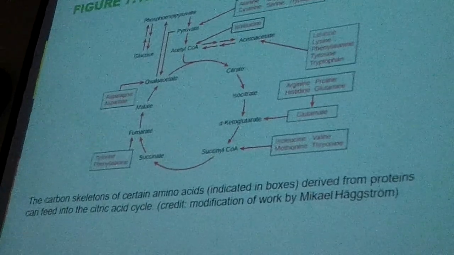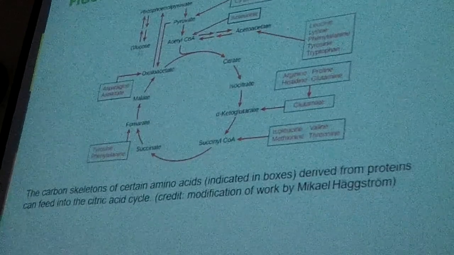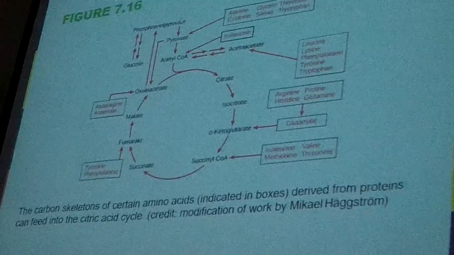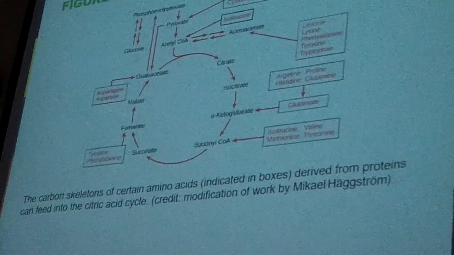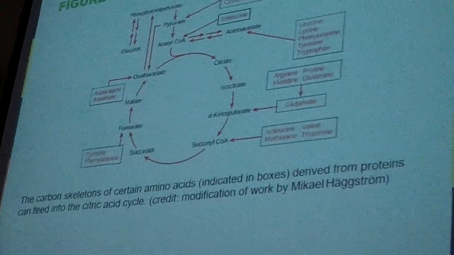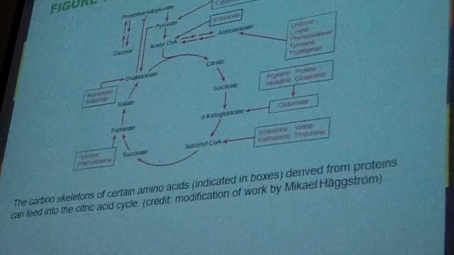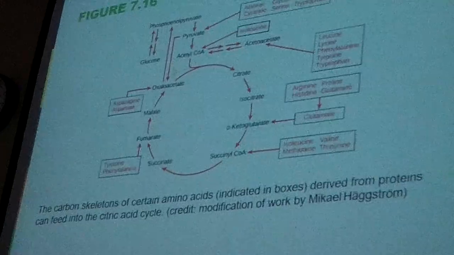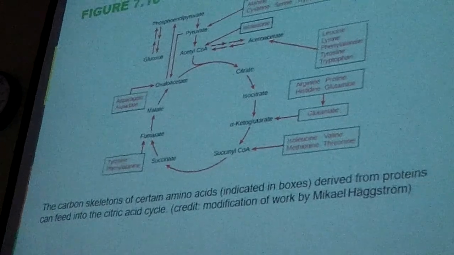And notice there's also some backwards arrows. The glucose can be broken down to this phosphoenol pyruvate before it forms pyruvate. That's part of the glycolysis process. But it can also go backwards. This phosphoenol pyruvate can be put together to form glucose. So you'll see some backwards arrows here.